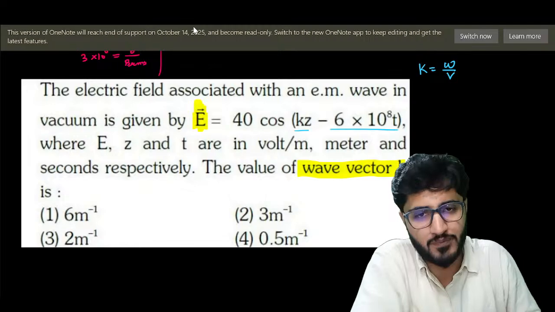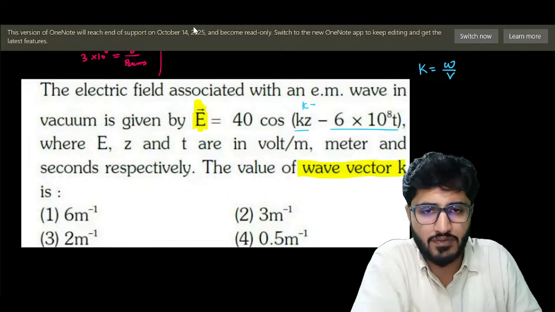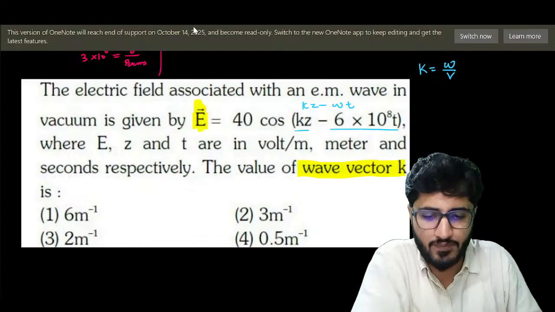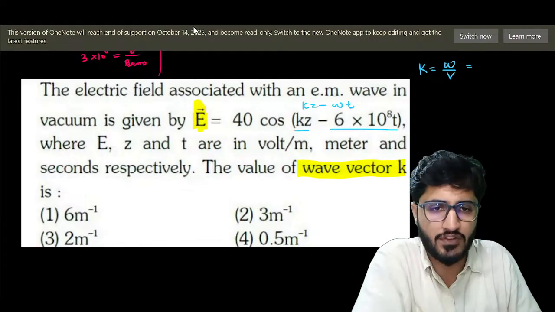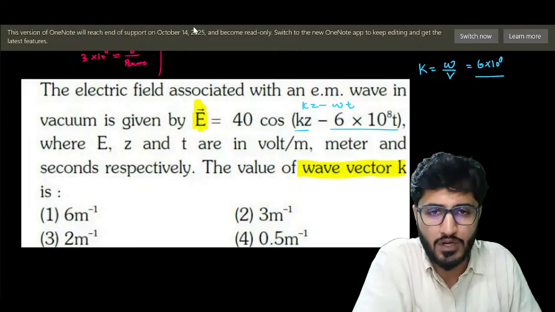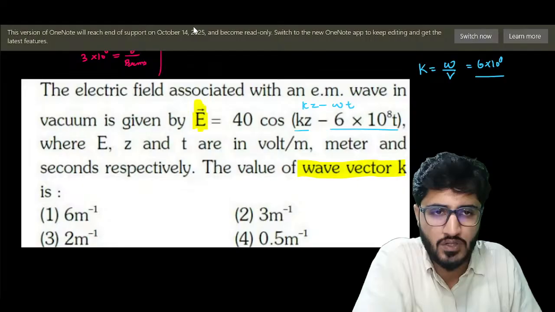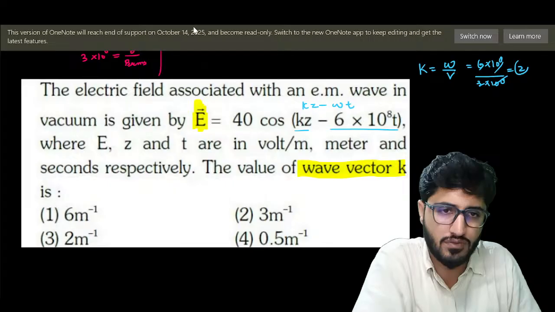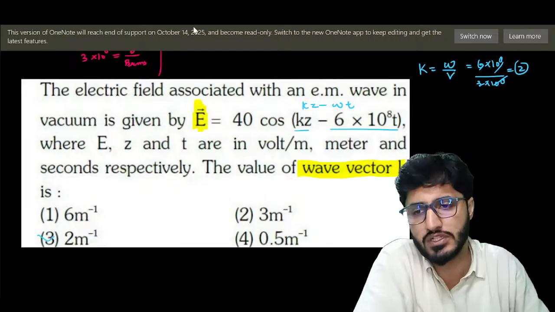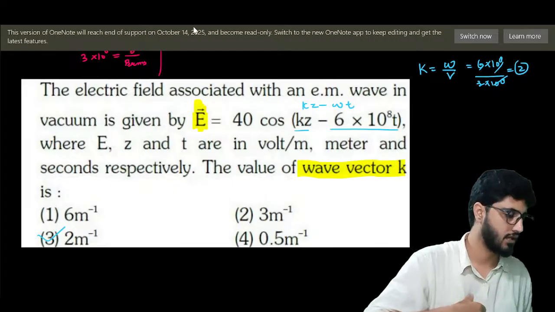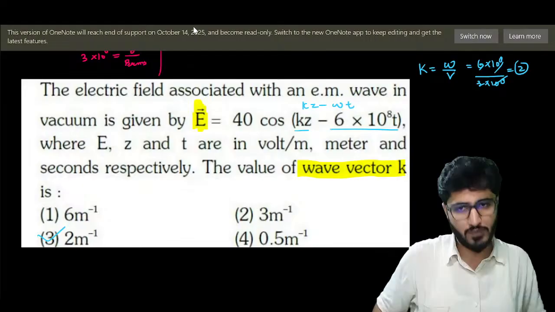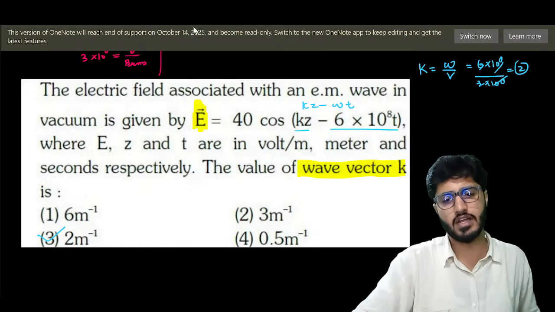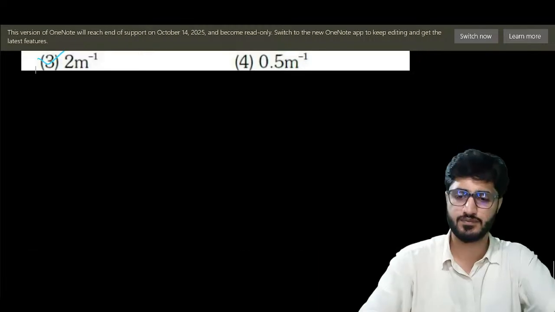Is it kz minus omega t? What is omega? So omega is 6 times 10 to power 8. What is v? Is v given to us? 3 times 10 to power 8. Cancel out. I guess my answer is 2. Yes, sir, my answer is 2. So it is 2 per meter. Easy numericals, only this type of numerical you will get in your examinations.